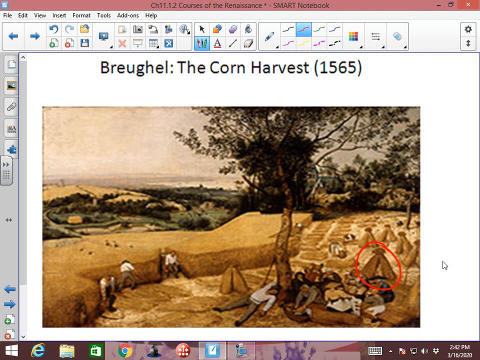And you see these kind of things that I've got circled here. This is called a wheat shock. And it's a way to kind of gather up the wheat to keep the good part from falling on the ground, but yet to keep it all together to be transported and used. I think Wichita State University is called the Wheat Shockers.